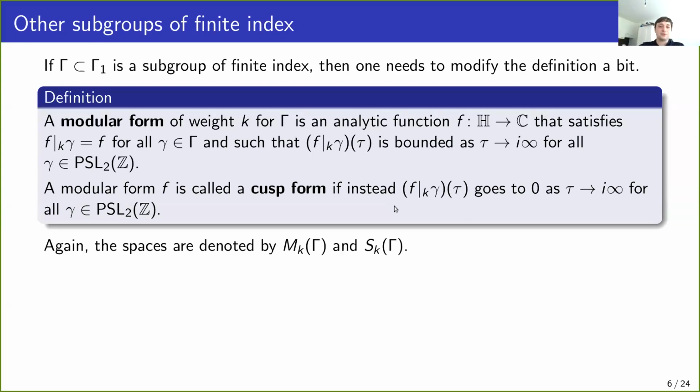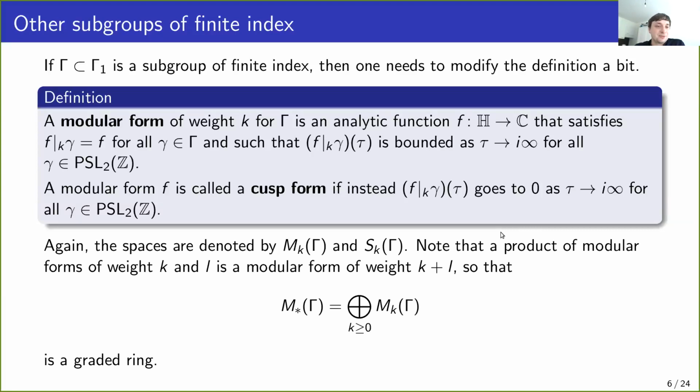Again, we use the same notation from the previous slide, except we change the subscript from Gamma 1, by which I have denoted PSL2Z, to the group Gamma. And one thing that I haven't mentioned in the first talk, well, I have mentioned it, but it didn't really go into it.